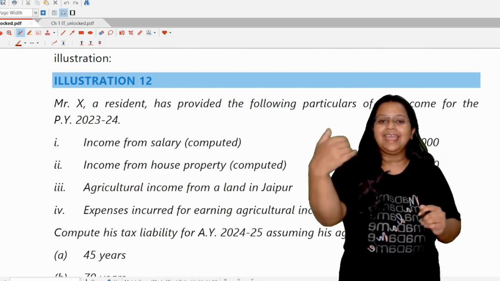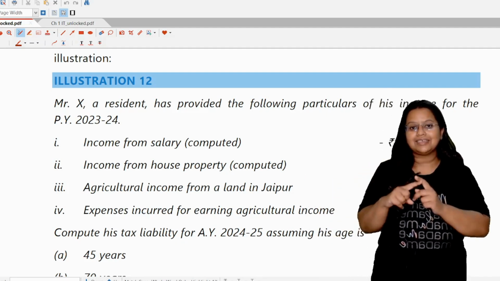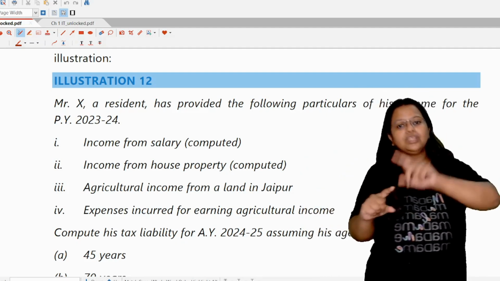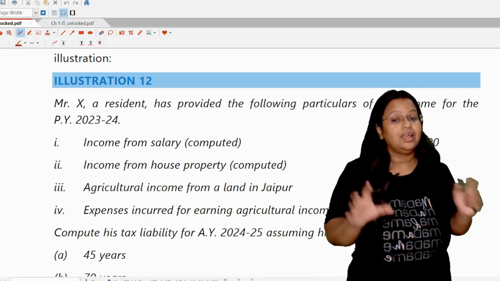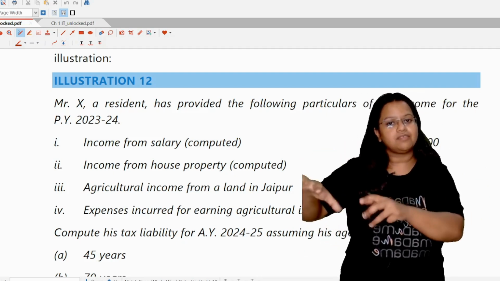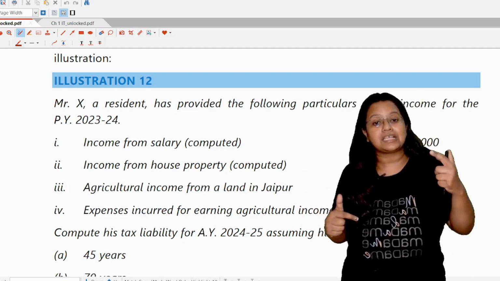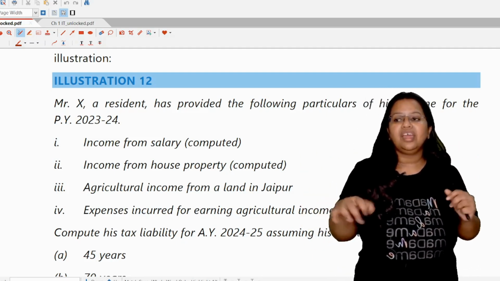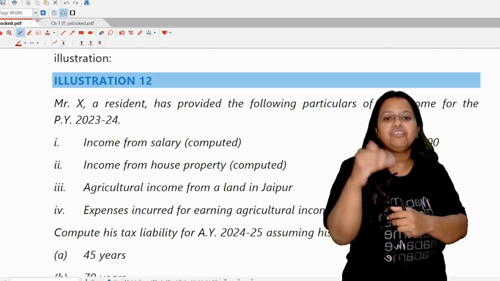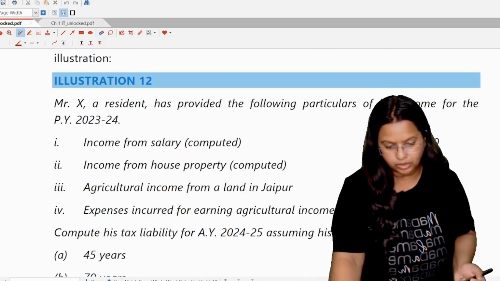We all know that agricultural income is exempt income. But students, in case the net agricultural income is more than rupees 5,000 per annum, I am saying for the complete year, more than 5,000 per annum, and the non-agricultural income exceeds the basic exemption limit, then in what way are we going to calculate this exempted income? So we have to apply the partial integration method in the question. That is about illustration number 12.